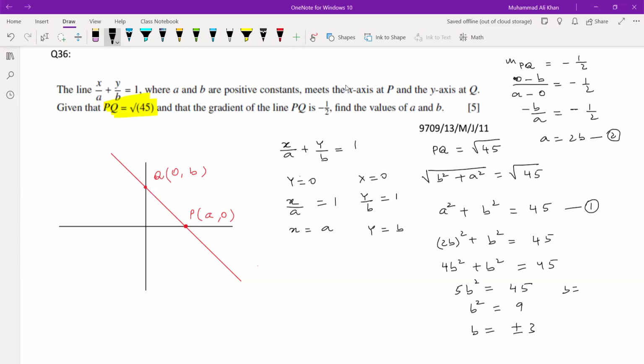If B is 3, then what is the value of A? The value of A is 6. And if B is minus 3, then what is the value of A? The value of A is minus 6. We have to calculate, yes, it is written that A and B are positive. So it means we just have to write positive answers. So the values of A and B we have got. Are you clear? This question is of 5 marks. Any confusion, anyone?